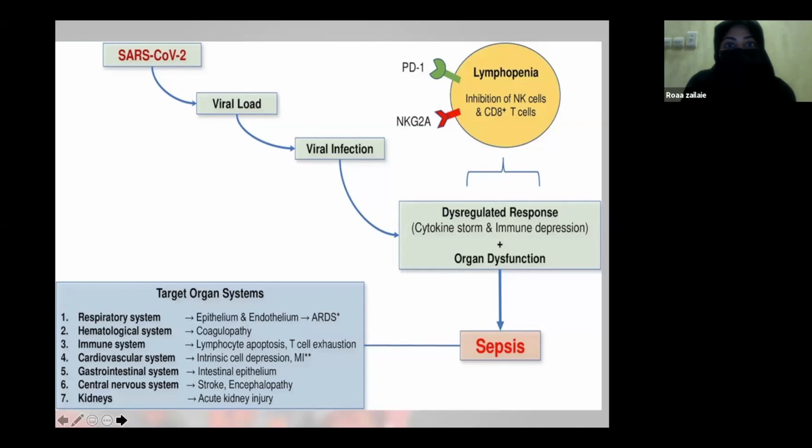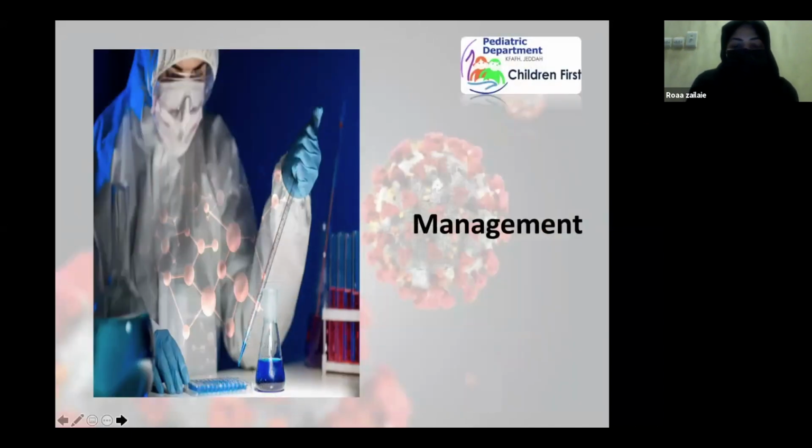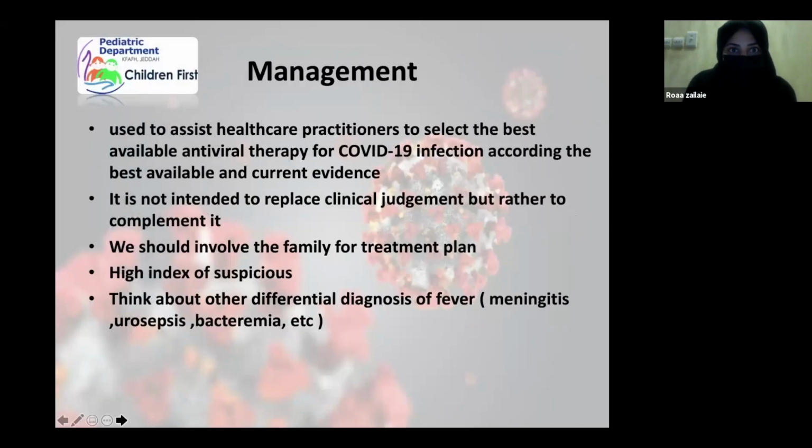Regarding the management, I will focus mainly on the management approach for pediatrics by the Ministry of Health. Before starting, the guideline is used to assist healthcare practitioners to select the best available antiviral therapy for COVID-19 infection according to the best available and current evidence. It is not intended to replace clinical judgment, but rather to complement it. We should involve the family in the treatment plan, and we should have a high index of suspicion, and we have to think about other differential diagnoses of fever like meningitis, urosepsis, and bacteremia, etc.